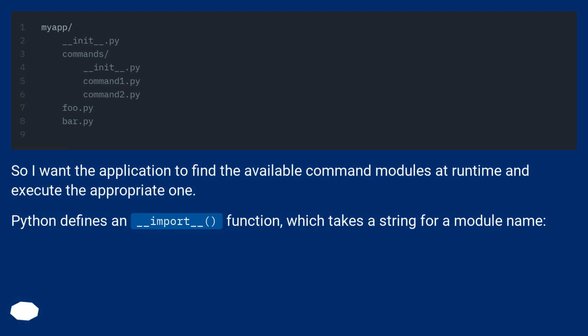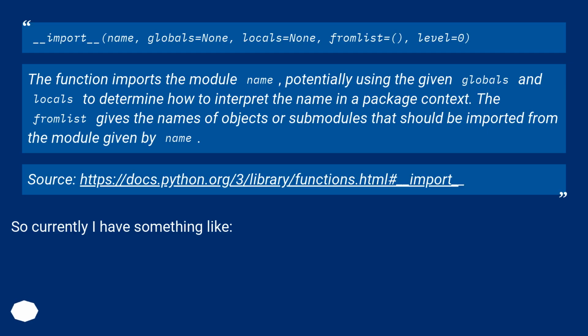Python defines an __import__ function, which takes a string for a module name. __import__(name, globals=None, locals=None, fromlist=(), level=0). The function imports the module name, potentially using the given globals and locals to determine how to interpret the name in a package context. The fromlist gives the names of objects or submodules that should be imported from the module given by name. Source, this URL.